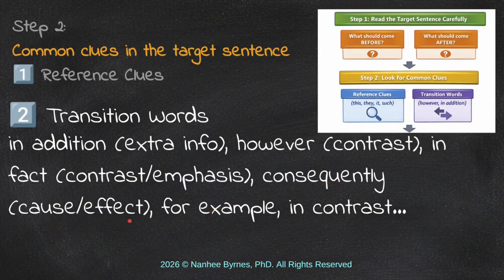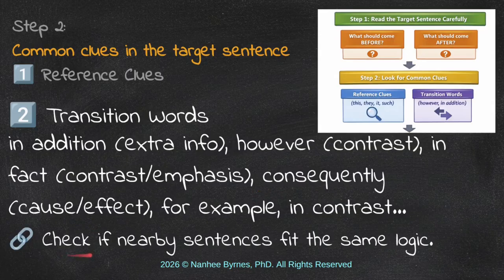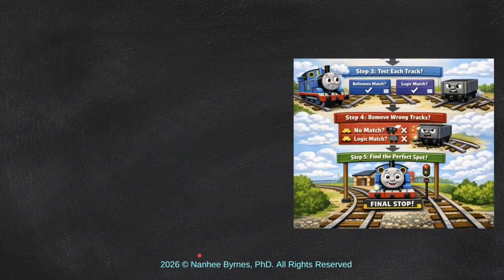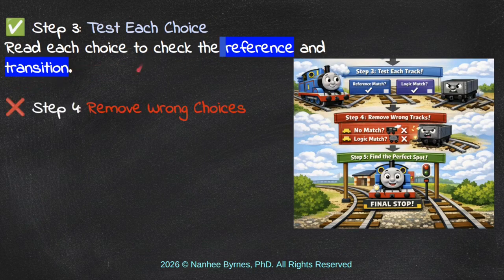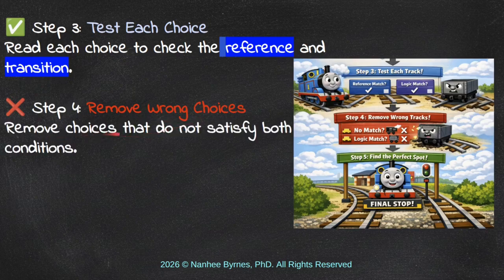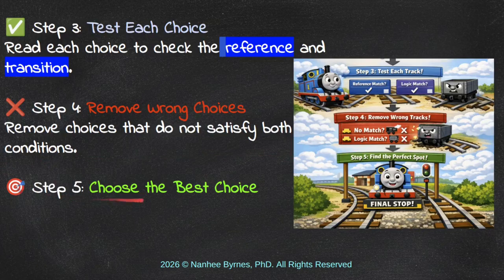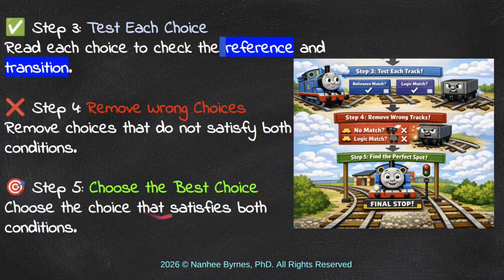From step 2, we already know what clues we're looking for, reference words and transition words. Now it's time to carefully read each choice and check whether the references make sense and the transitions fit the logic of the passage. As you test each location, start eliminating the wrong ones. If a choice doesn't match the reference, cross it out. If the logic doesn't flow, cross it out too. In the end, only one choice should satisfy both conditions. That's the correct spot for the sentence.